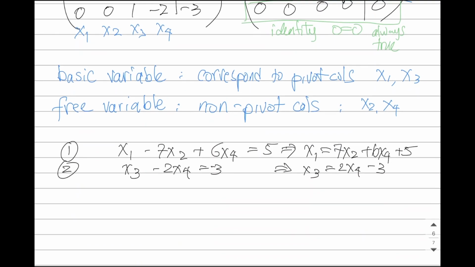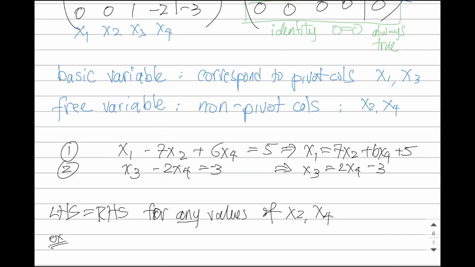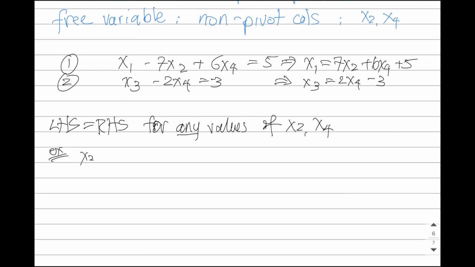The other variables appear more than once. The left-hand side can equal the right-hand side for any values of x2 and x4. That's why they're called free. You're free to choose them however you'd like. If x2 is 0, and if x4 is 0, the system will still have a solution. x1 will be 5, x3 will be negative 3, and the solution to our system is going to be 5, 0, negative 3, and 0.